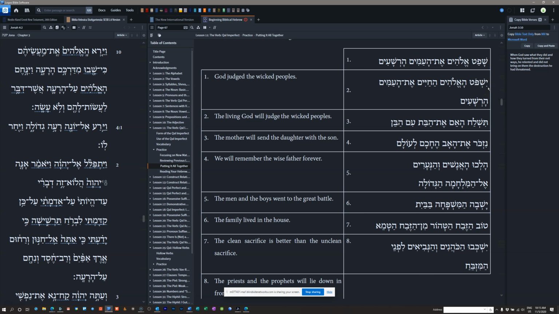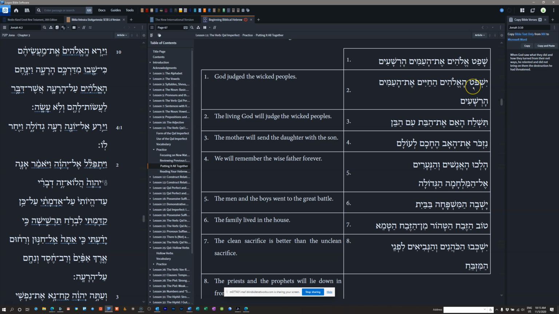in the 3ms with no suffix, or it could also occur in the 3mp with the suffix. This one has no suffix, so this must be Qal imperfect 3ms. We take that off, we're left with the root shafat. Shafat in its lexical form, which is Qal perfect 3ms, means he judged. So in this conjugated Qal imperfect 3ms form, it means he will judge.